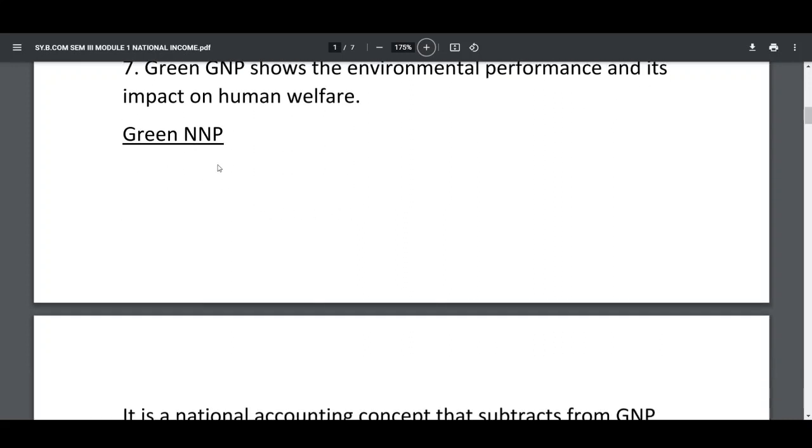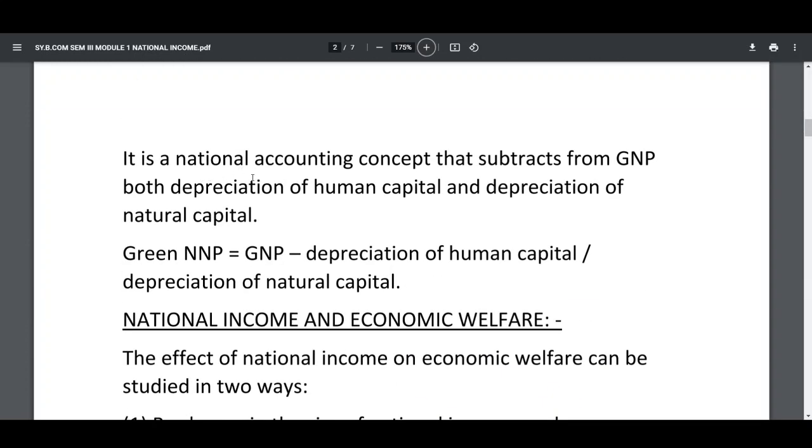Next, Green NNP. It is a national accounting concept that subtracts from GNP both depreciation of human capital and depreciation of natural capital. That is, green NNP is equal to GNP minus depreciation of human capital divided by depreciation of natural capital.